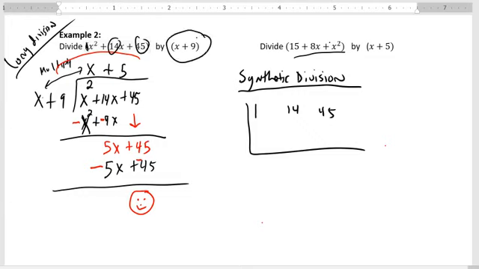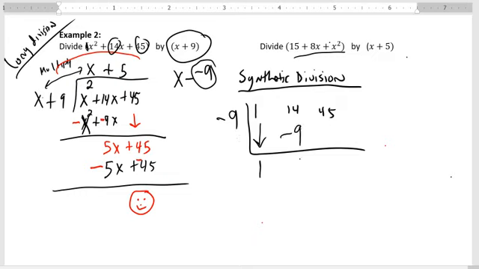And then for x plus 9 for your divisor, we're going to write it as x minus negative 9. So we use the negative 9. So it's just opposite. If you have a plus 9, we use negative 9. We're going to bring the 1 down. Negative 9 times 1 is negative 9.